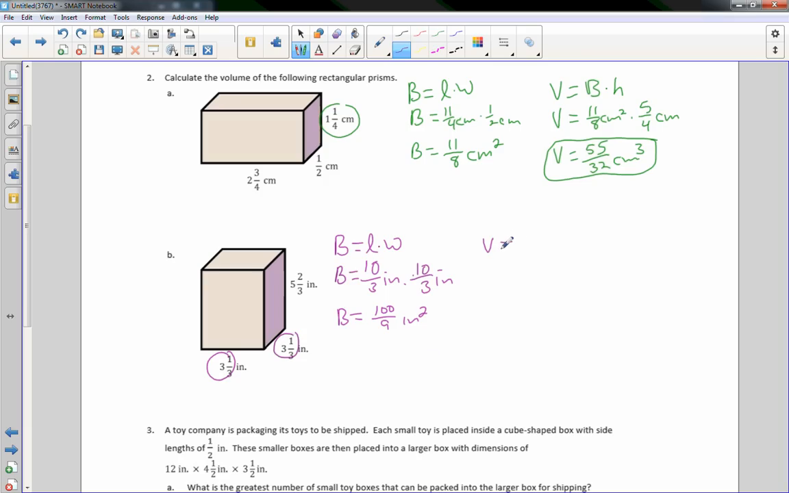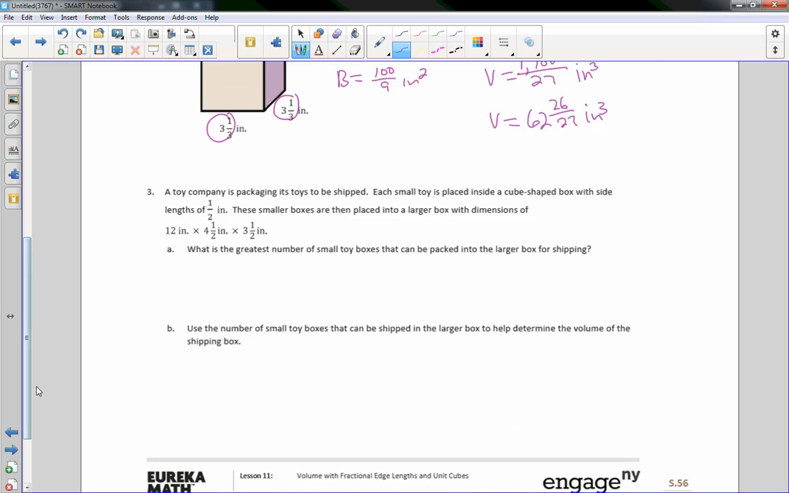So my volume equals base area times the height. My base area is 100/9 inches squared times my height, which is 5 times 3 plus 2, 17/3 inches. So the volume is 17 times 100 is 1,700 over 9 times 3, which is 27 inches cubed. Okay, which is going to come out to be 62 with the remainder of 26 inches cubed.